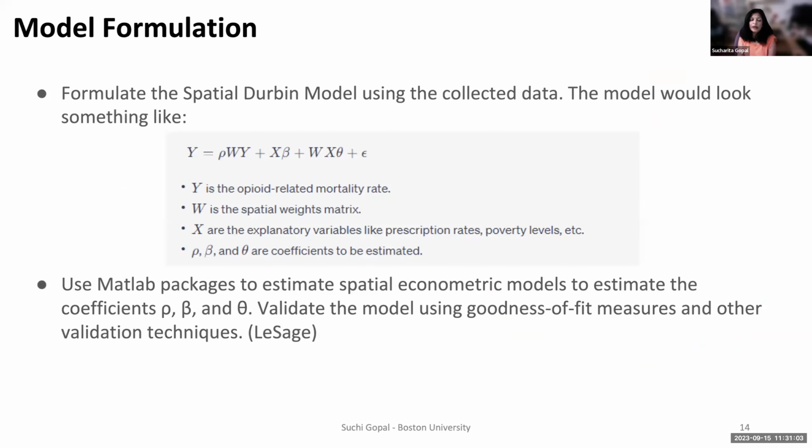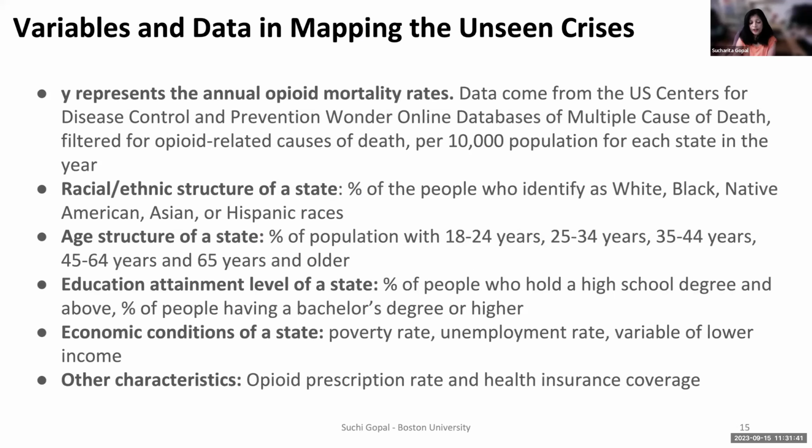So basically, I'm formulating this spatial Durbin model where Y is the opioid-related mortality rate, W is my spatial weight matrix given the importance attached to the neighbors. And X are all the explanatory variables like prescription rates, poverty levels, education, race, and so on. And the rest of them are coefficients that I have to estimate. And I'm using a MATLAB package that was developed by Professor LeSage. And this model helps me look at goodness of fit measures and other validation techniques. And if you are interested, I can, of course, point you to the paper that was just published.